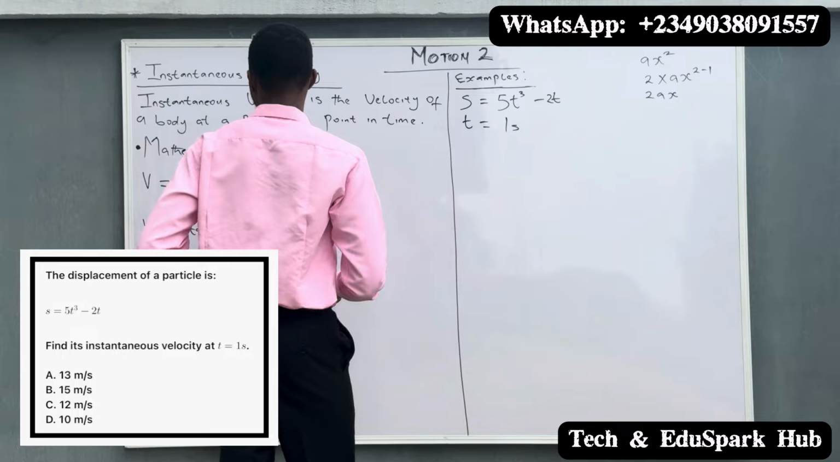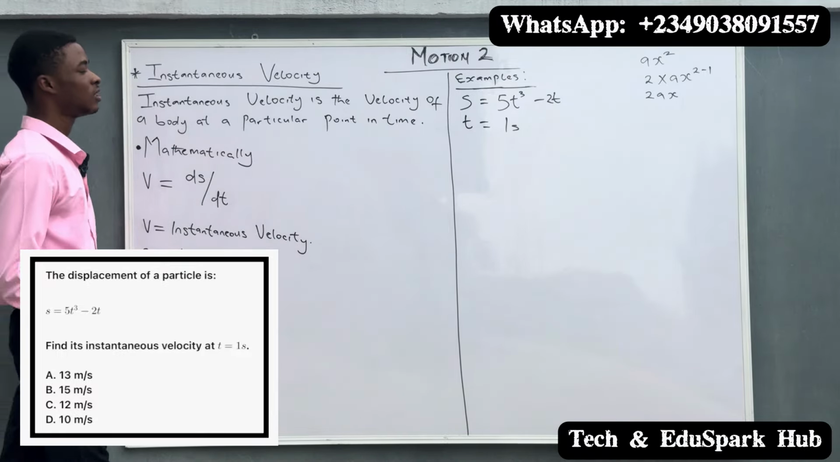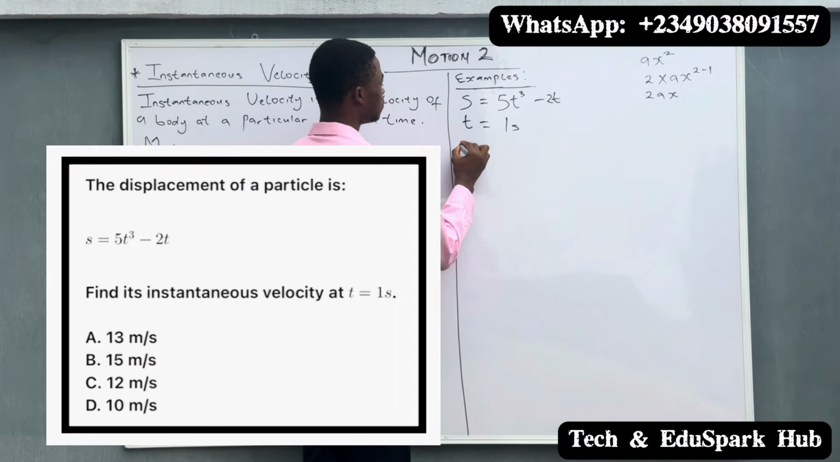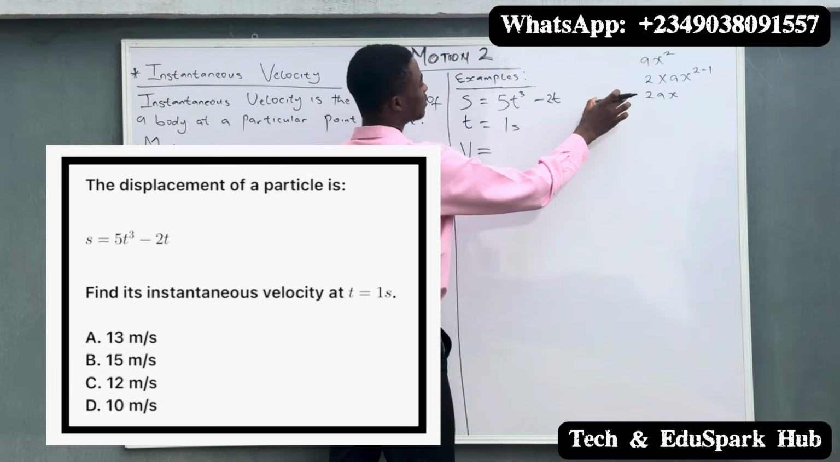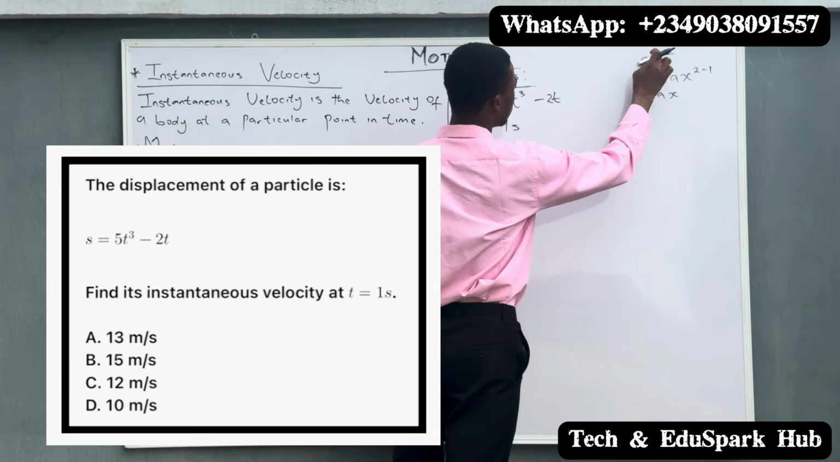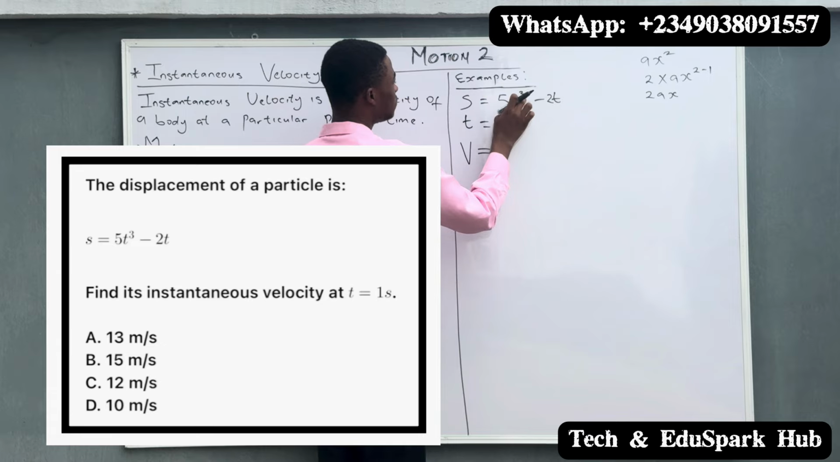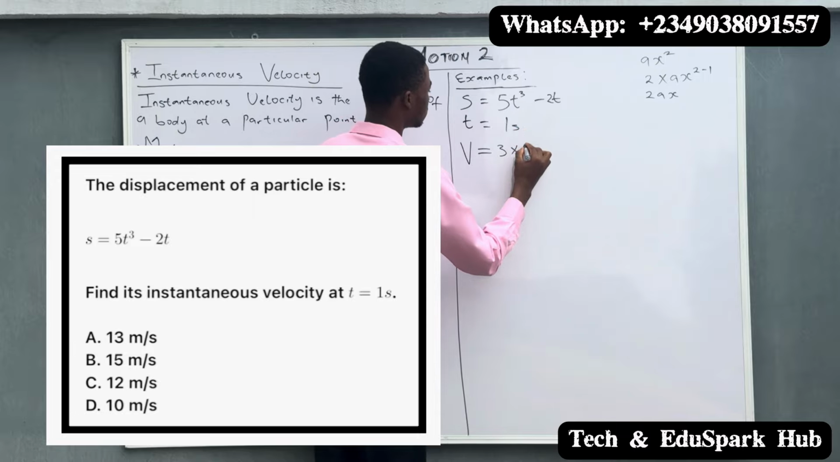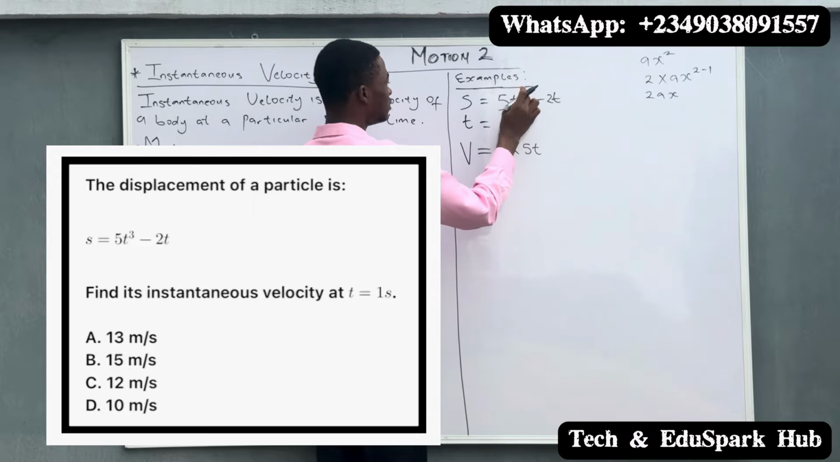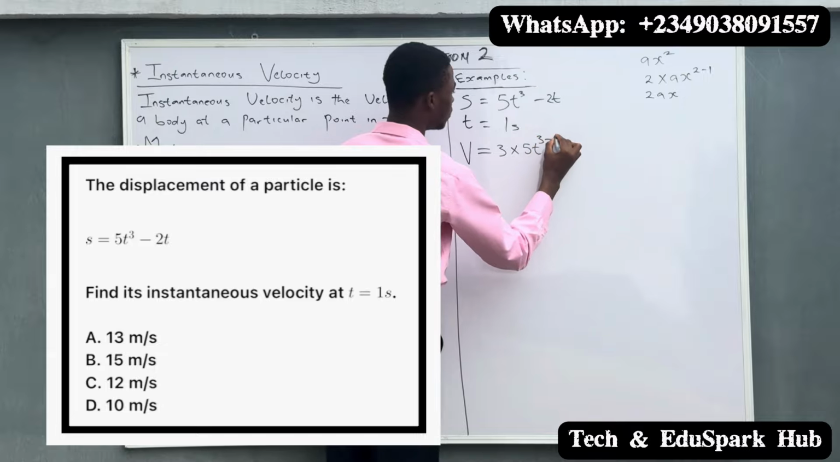And like I said earlier, in order to find the instantaneous velocity, we have to differentiate the displacement. I said earlier that when you want to differentiate, the power will come to the front and the power will be subtracted by 1. So let's bring this power to the front. We have 3 multiplied by this 5t raised to power 3, and the power will be subtracted by 1, so we have 3 minus 1.